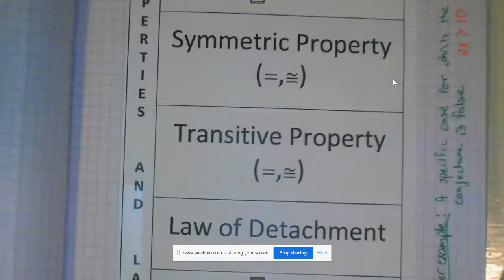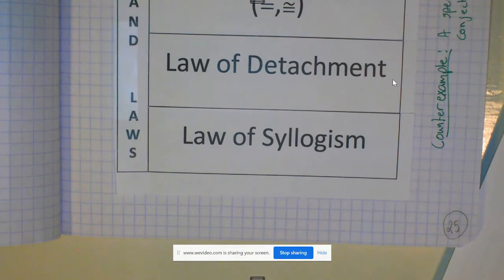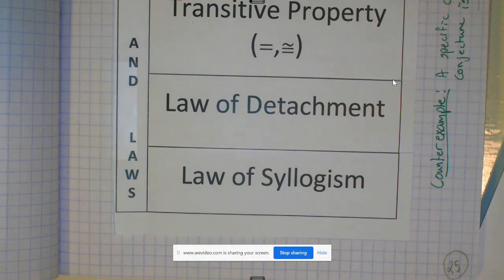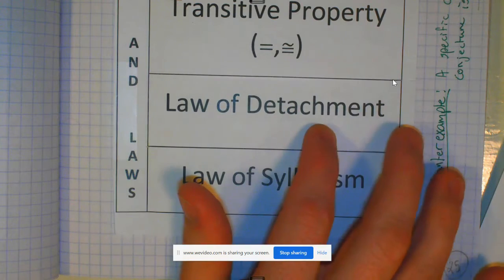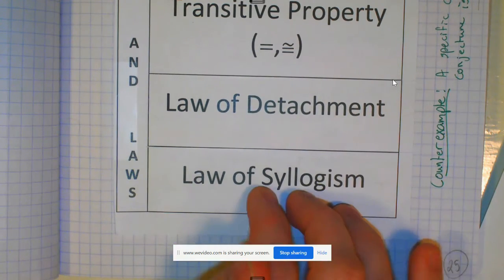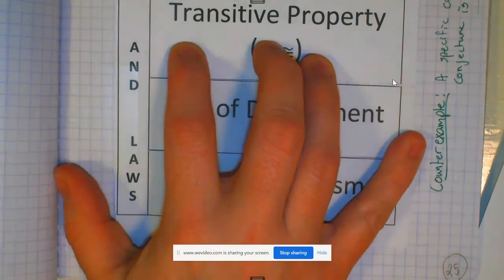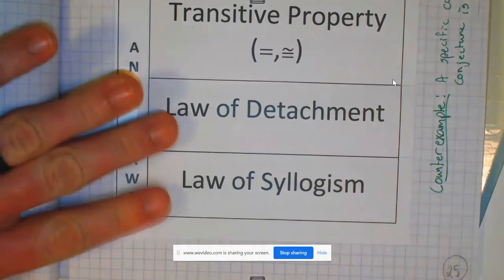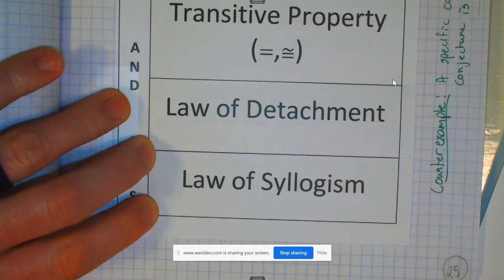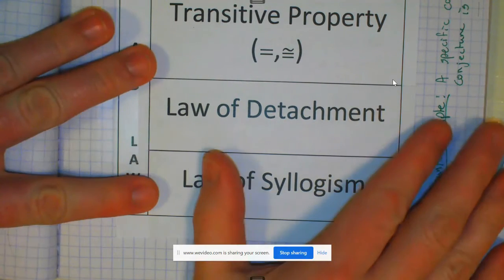Okay, the last two laws, or the only two laws, are law of detachment and law of syllogism. Now, we don't use this vocabulary very often because we use some other things. When I talk you through law of detachment, it's kind of the duh law, and law of syllogism is actually the same thing as the transitive property. But these two laws are more on the logic side of things and the written sentence side of things.